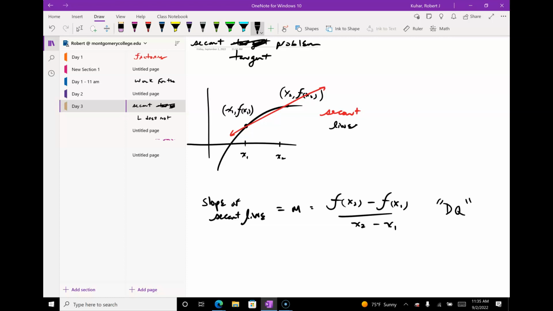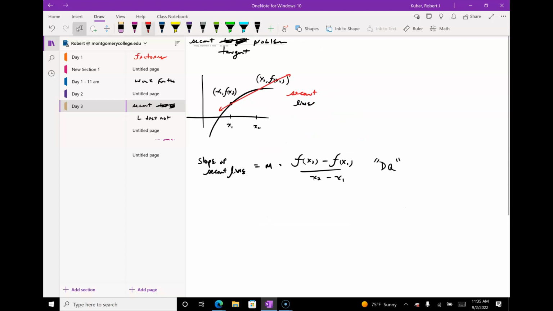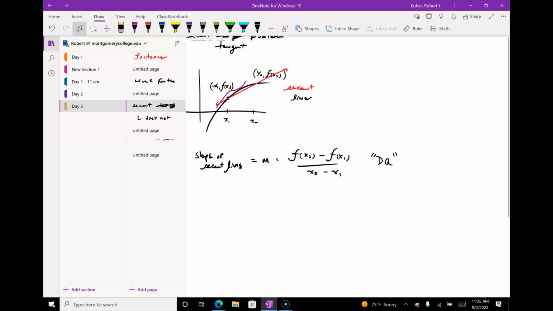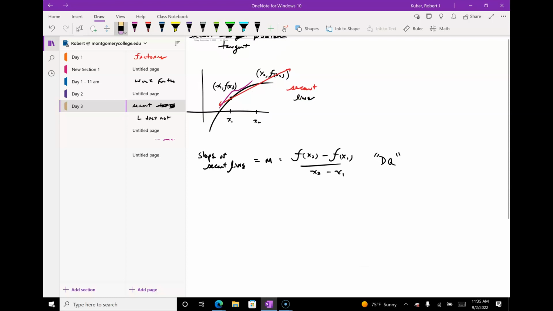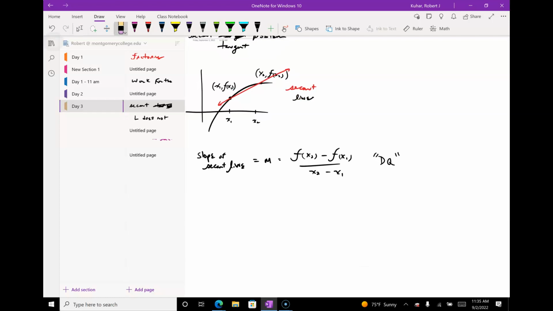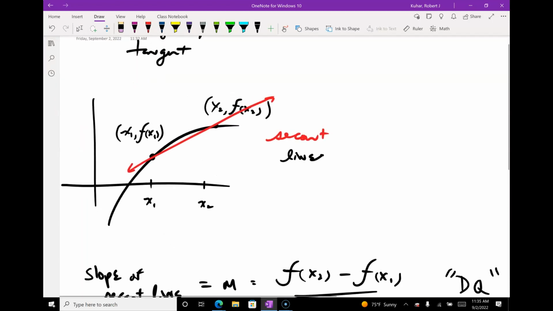So what we're going to do is we'd like to find the slope at one point. I'm really interested in the slope at one single point.